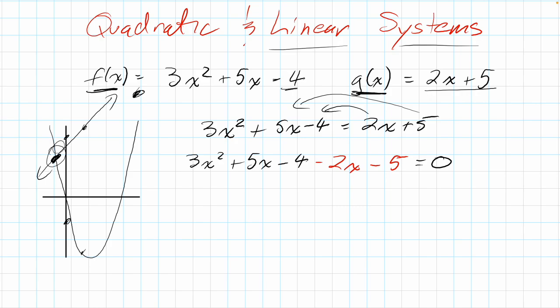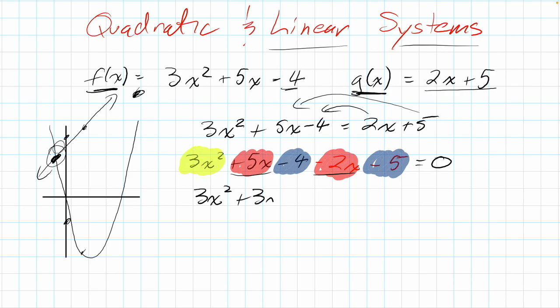Now we're going to collect like terms. So I look around here, I look for like terms, 3x squared. It's by itself. It's the only one. Okay. 5x, I got a -2x. Oh, that red didn't work out too well. And -4 and -5. Okay. So we collect our like terms. 3x squared stays the same. +5x minus 2x is going to give us 3x. -4 minus 5 is going to give us -9 equals 0.